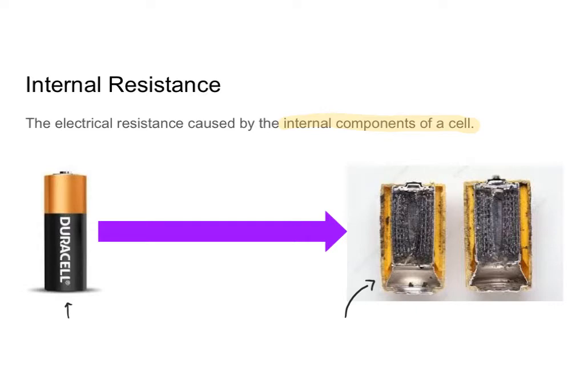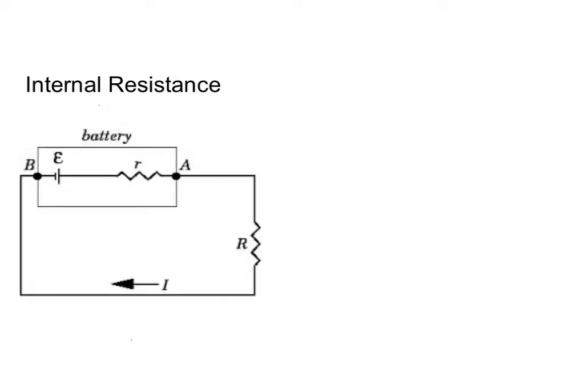So because of that, the voltage produced by a battery is different from the voltage output by the battery, because some voltage is lost due to internal resistance, which we are going to represent using a lowercase r. So let's talk about the relationship between a few different parts of our circuit.